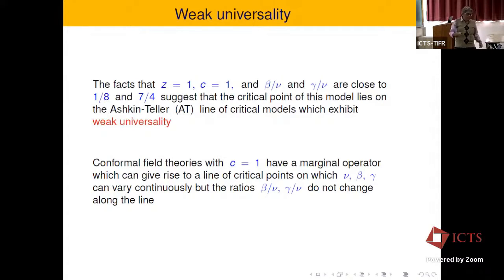So weak universality is a phenomenon where you have a whole line of critical points, so that the critical exponents individually vary along that line, but the ratios of critical exponents are the same everywhere on that line. This is possible, it turns out, when you have conformal field theories with c equals 1, because they have a marginal operator. As you vary the coefficient of this marginal operator, it takes you along the line of critical points. On this line, these exponents separately can vary continuously, but the ratios don't change along the line. So that's weak universality. In the transverse field Ising model, nu is 1, but we'll see what nu is here.